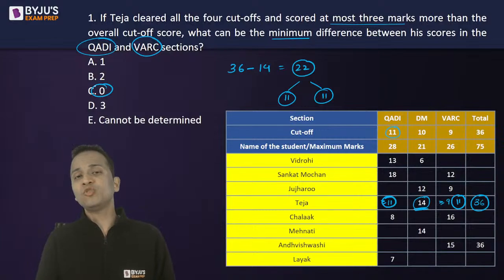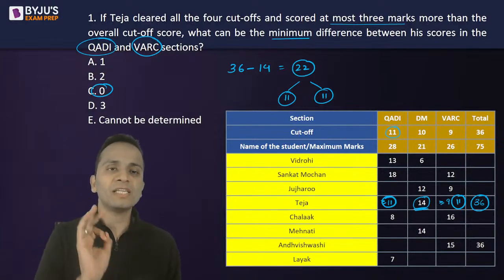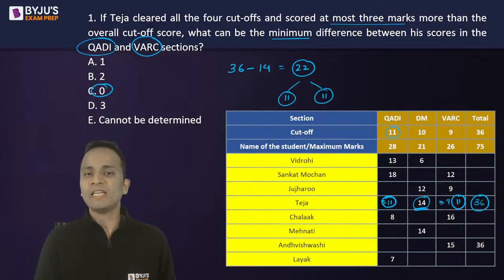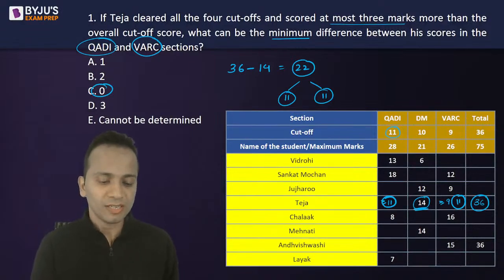Now, why have I kept these two values equal? Because I have to minimize the difference between the scores in these two sections. So with 11 and 11, the difference is 0. So the minimum difference can be 0. So the correct answer will be option C.